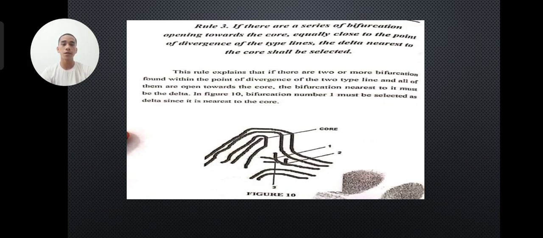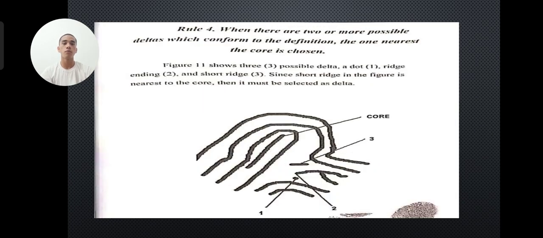Kay rule number 3 is stated that if there are a series of bifurcations opening towards the core equally close to the point of divergence of the type lines, the delta nearest to the core shall be selected. So, rule number 4. So, rule number 4, when there are two or more possible deltas which conform to the definition, the one nearest the core is chosen.